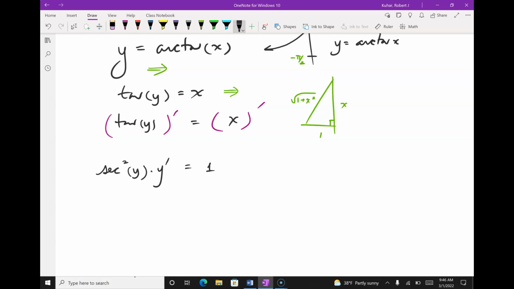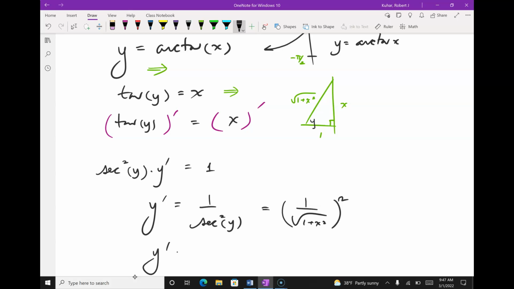Nice, so I'm solving for y prime. I get y prime is 1 over secant squared. Remember my argument here is y. My angle is y. I could just go to my triangle now, or I could convert this to cosine. Either way, I get 1 over the square root of 1 plus x squared, quantity squared. So I finally get y prime is 1 over 1 plus x squared.